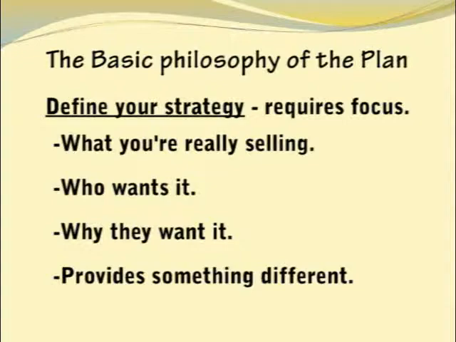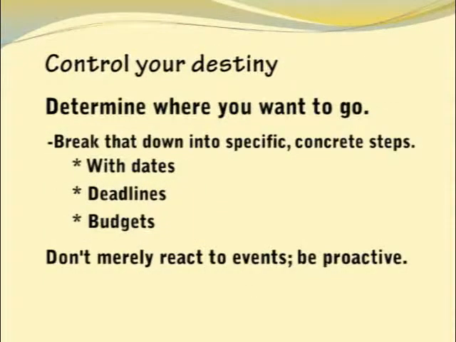And the next step is how you will control your destiny. Here, you need to determine where you want to go and break that down into specific concrete steps, which include dates, deadlines, and budgets. The object is not to merely react to events, but instead, to the best extent possible, try to anticipate what might happen and then be proactive. Set a roadmap to follow and revise it as things change. And believe me, they will change.